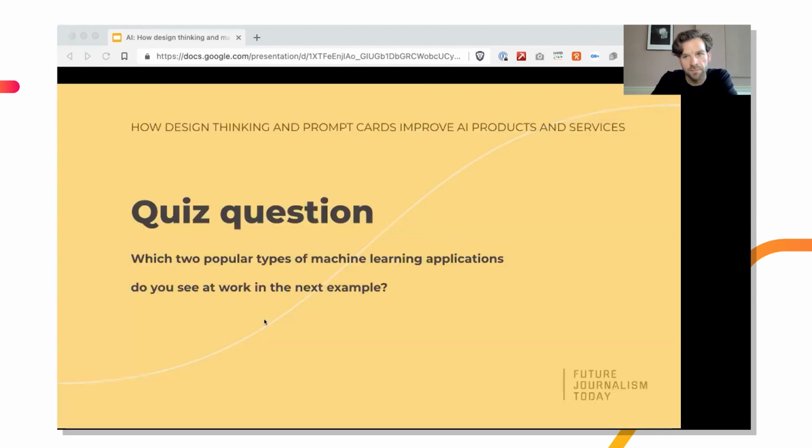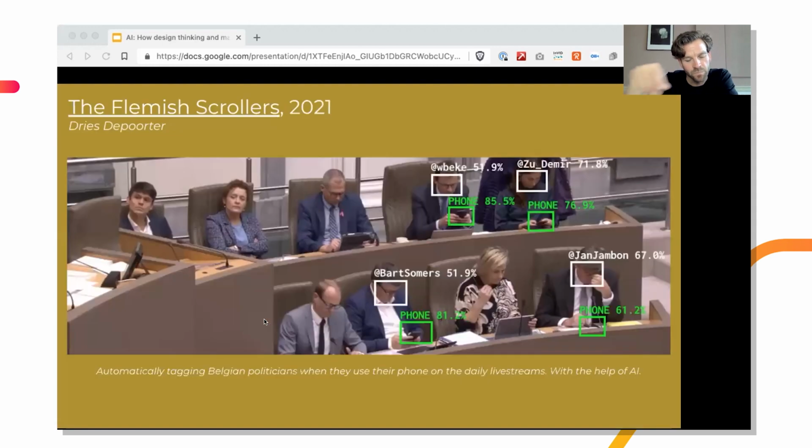Now, I'm almost wrapping up because considering the time, it's 1:03. Which 2 popular types of machine learning applications do you see at work in the next example? And you might know this one. So there are 2 distinct types of computer vision. I'll help you a bit.